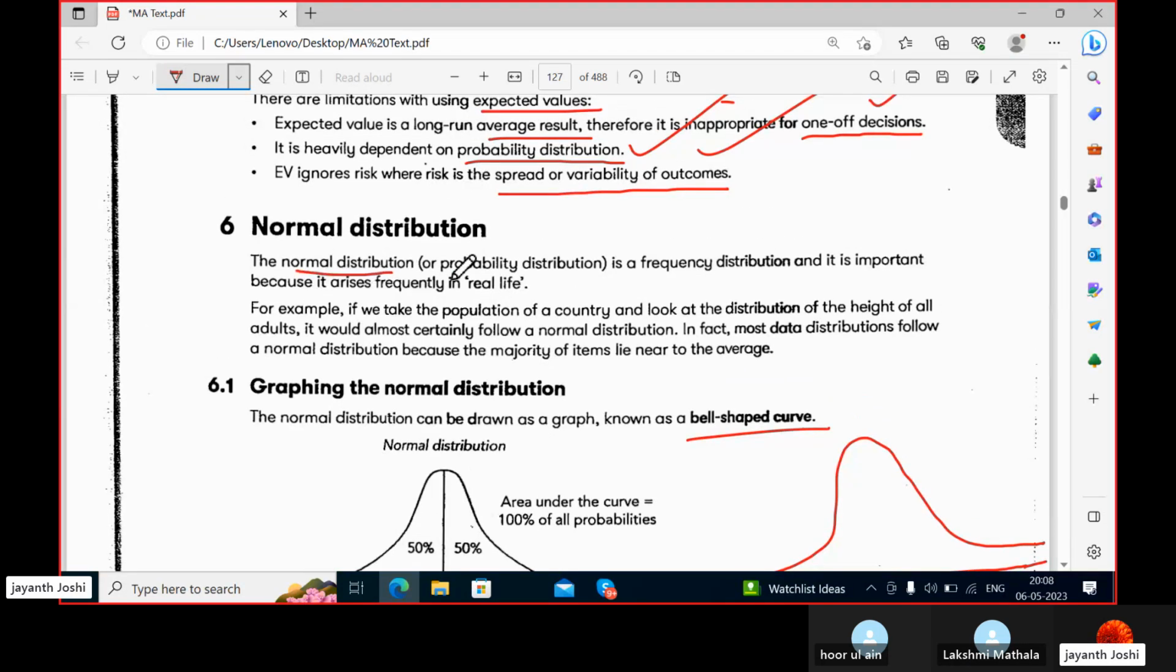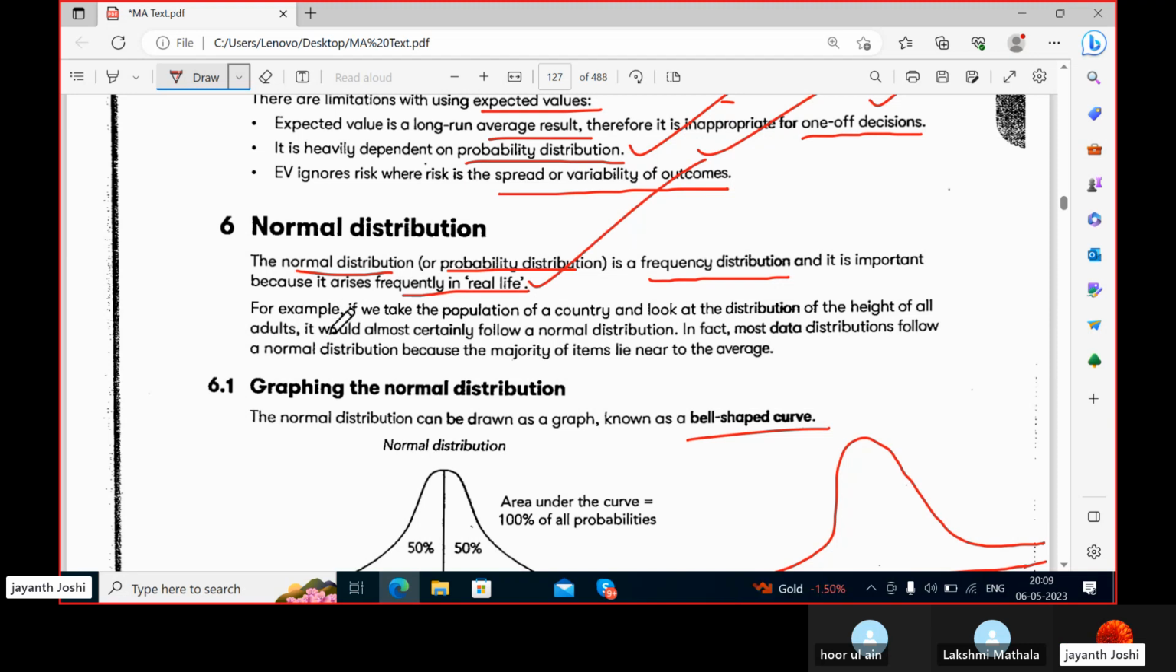So normal distribution, or probability distribution, is a frequency distribution. Frequency is nothing but how frequently the events are occurring, and the occurrence of the events also has probabilities, because the events may occur. When I use this word "may", that means chances. I'm speaking about chances. And it is important because it arises frequently in real life. Of course, frequency distribution means things are happening frequently in our real life.